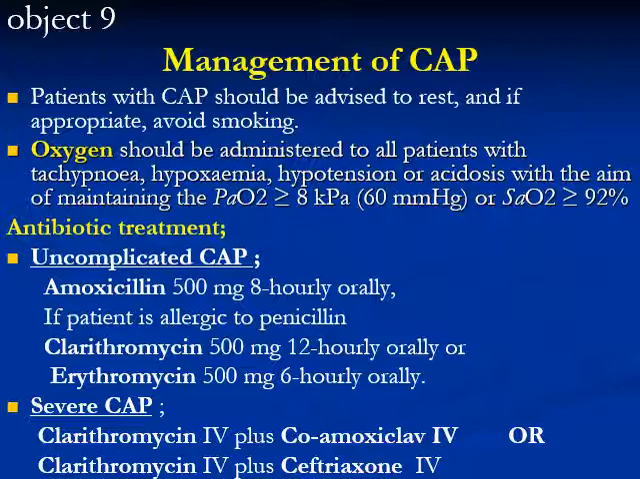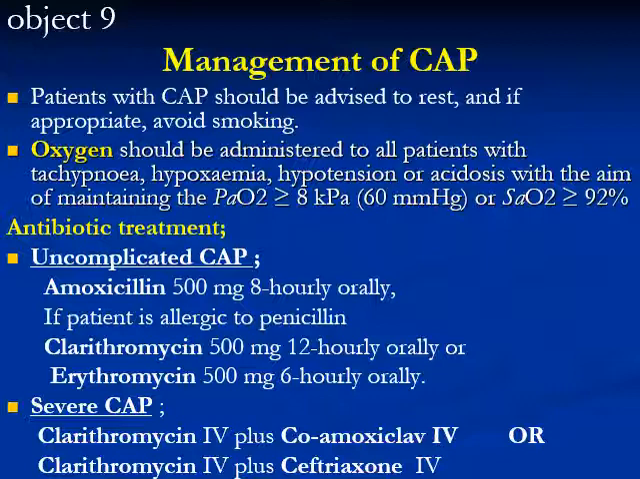Why do we give clarithromycin with amoxicillin and ceftriaxone? Because, first, we give it before the result of the culture. Second, the patient may have infection with atypical pneumonia. Atypical pneumonia is caused by Mycoplasma pneumoniae and by Chlamydia. This is not affected by amoxicillin or by a third generation cephalosporin like ceftriaxone. This needs erythromycin or clarithromycin.